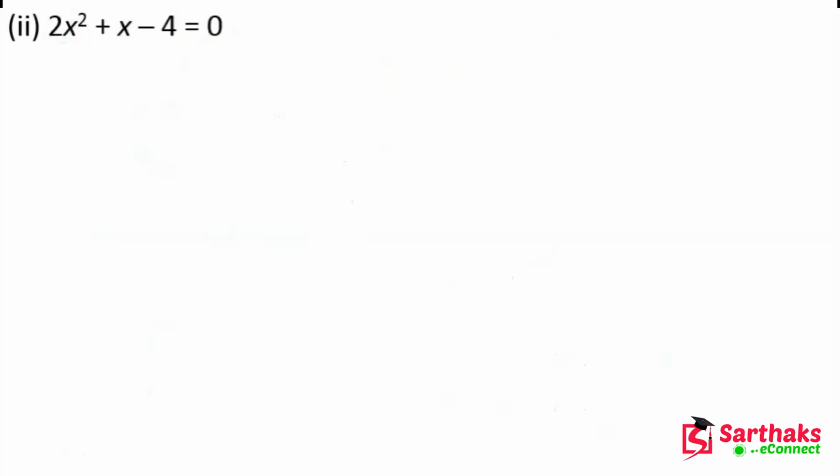So we have 2x square plus x minus 4 is equals to 0. Now in this step, the first step is we have to divide by 2 from this equation. So we get x square plus x upon 2 minus 2 is equals to 0. And we have to shift this constant part to the RHS. So we get x square plus x upon 2 is equals to 2.